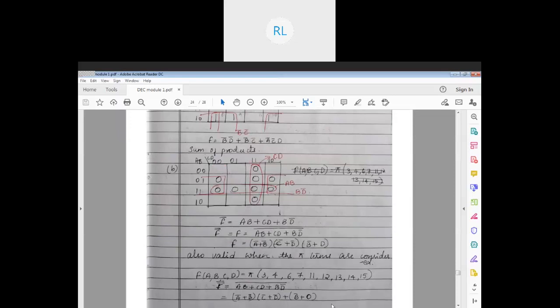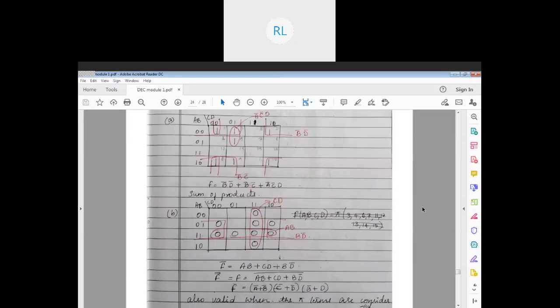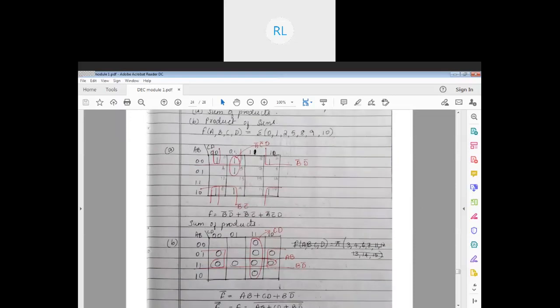Any doubts here? Any doubts? You can respond, you can use the chat box.